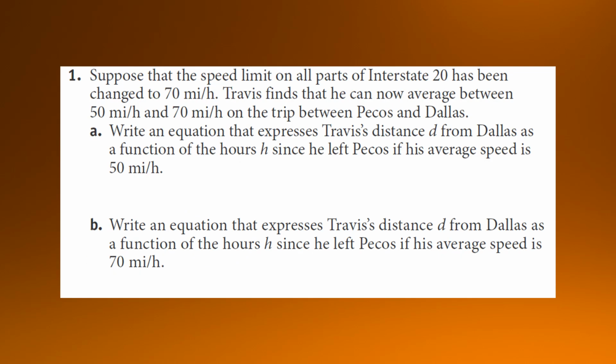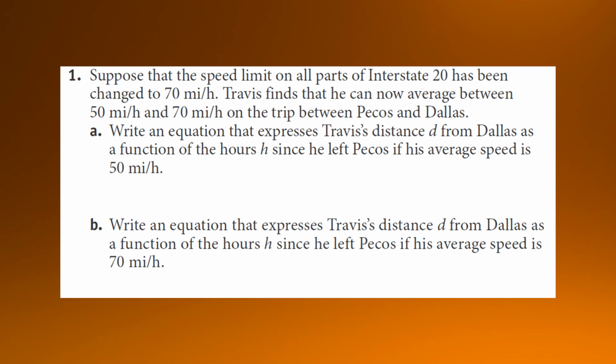Suppose that the speed limit on all parts of the Interstate 20 has been changed to 70 miles per hour. Travis finds that he can now average between 50 miles per hour and 70 miles per hour on the trip between Pecos and Dallas. Write an equation that represents Travis's distance d from Dallas as a function of the hours h since he left Pecos if his average speed is 50 miles an hour.